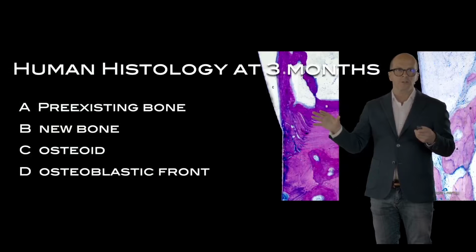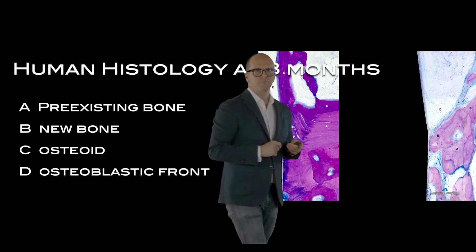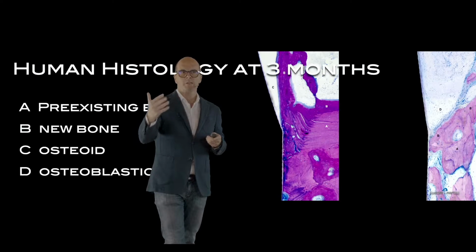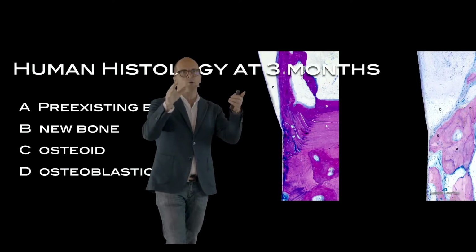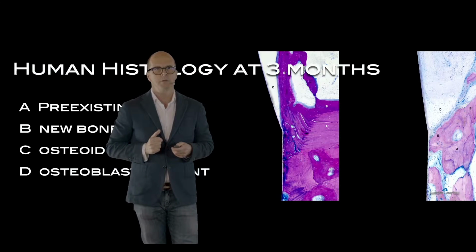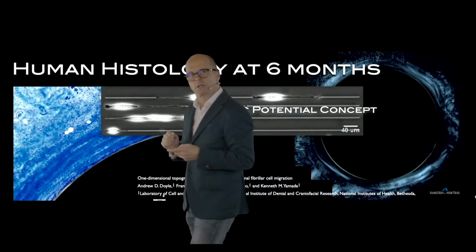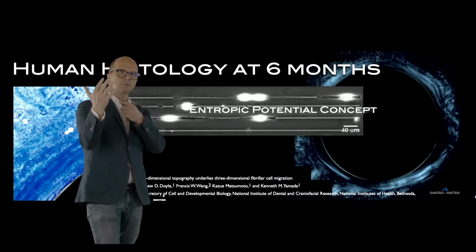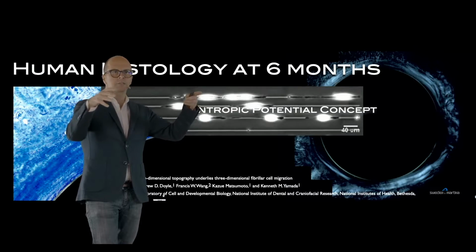And we have histology. Here we have histology. After 3 months, after 6 months, we have an osteoblastic front. We've been placing the implant with part of the neck into the bone. We have osseointegration. Here, according to the entropic potential concept, we have part of the neck exposed to the soft tissue. And we have fibroblasts getting around the neck.